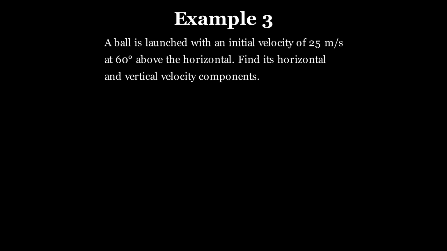Example 3. A ball is launched with an initial velocity of 25 meters per second, at 60 degrees above the horizontal. Let's find its horizontal and vertical velocity components. Here's the launch, at 60 degrees. Watch it split into a horizontal part and a vertical part. The horizontal component, Ux equals Vi cosine theta. Substitute in, 25 times cosine 60 degrees. Cosine 60 degrees is 0.5000. 25 times 0.5000 gives Ux equals 12.50 meters per second.